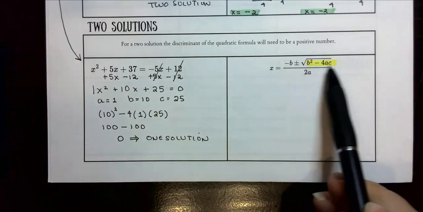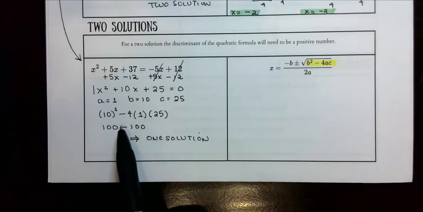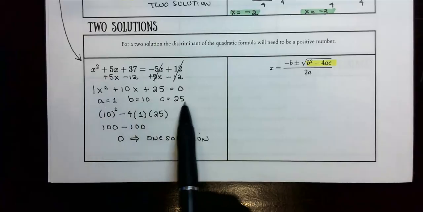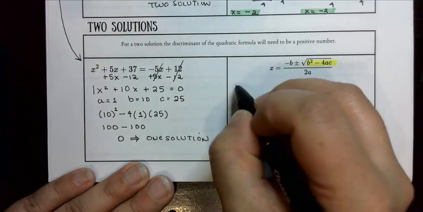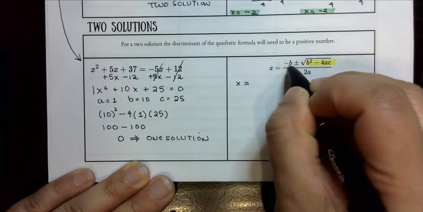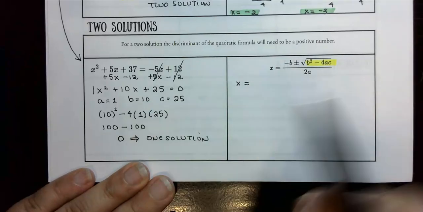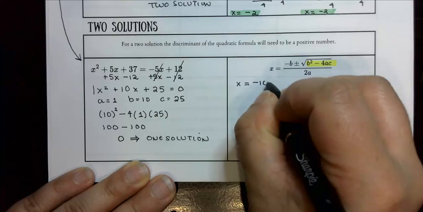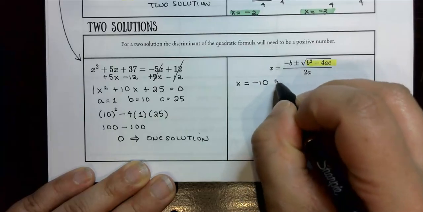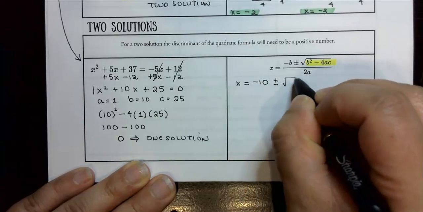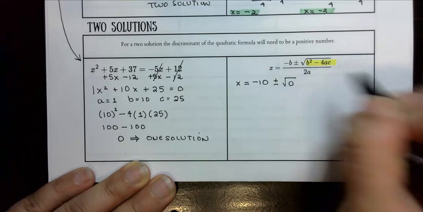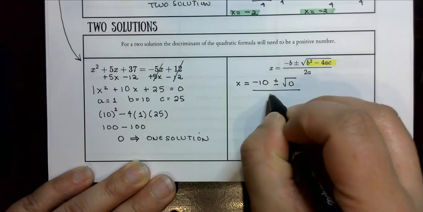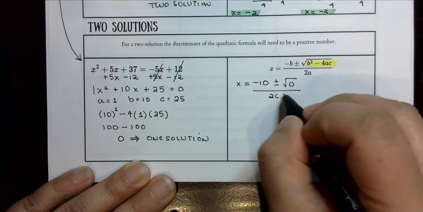So now that we know that this is 0, then we're just going to take our a, our b, and our c and plug it in and simplify this one fraction. And so for this one, we're going to say x is equal to the opposite of b. So if my b is a 10, the opposite would be a negative 10. There's a plus and a minus, the square root. We know that all of this became 0. We're going to say over 2 times a, which is 1.